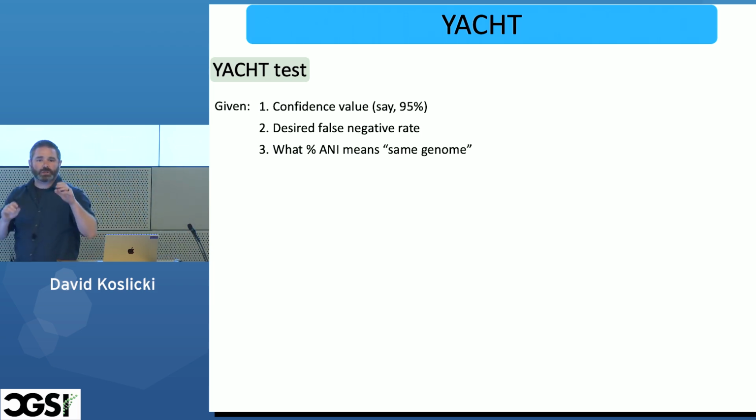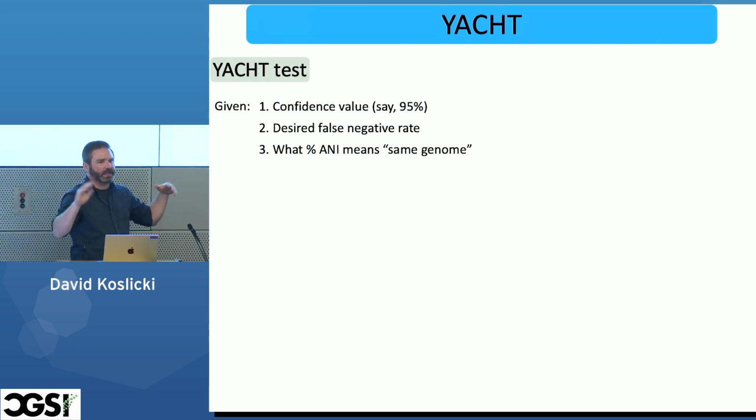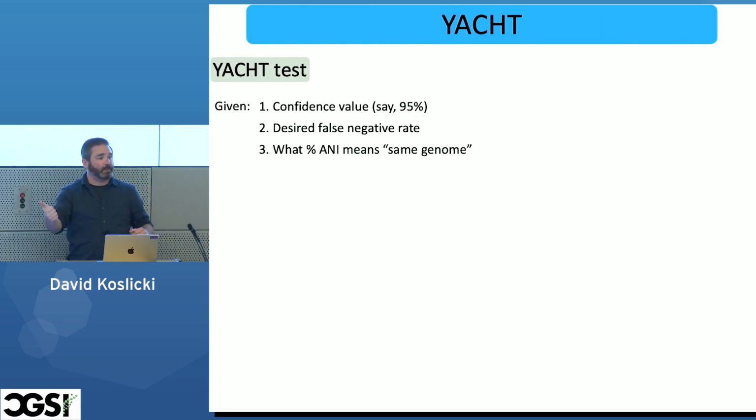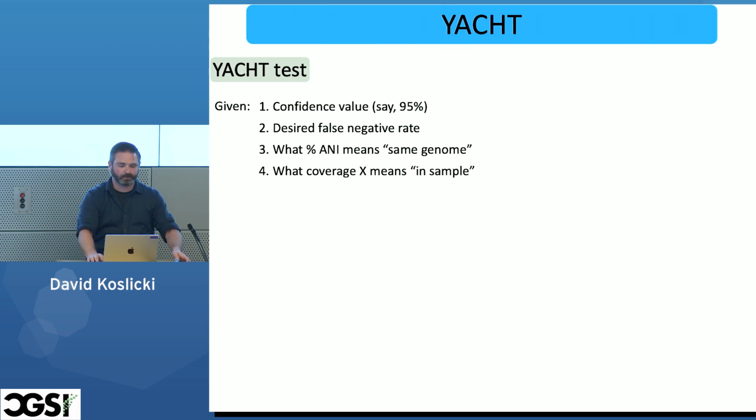So if you're doing strain level analysis, you might say 99.5% ANI or higher. If you're doing species level analysis, maybe only 95% ANI. If you're like, yeah, I don't care, I just want to get the phylum correct, maybe 70, 80% ANI. So depending on your application, you get to set this.